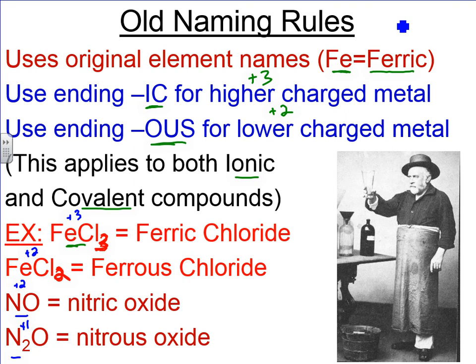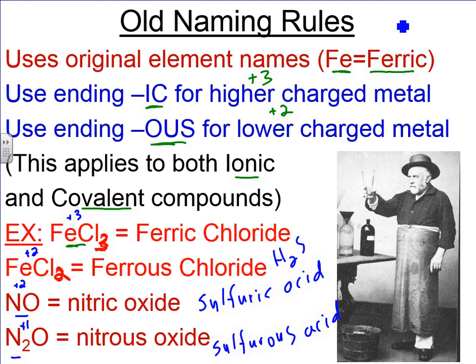Now in the case of acids, if you have, for example, sulfuric acid versus sulfurous acid, if you take a look at the formulas for them, sulfuric is H2SO4 and sulfurous is H2SO3. The same exact concept follows. Now, the higher charge here is actually on the sulfur. If you calculate the sulfur's charge, you'll see sulfur has a +6 charge here.